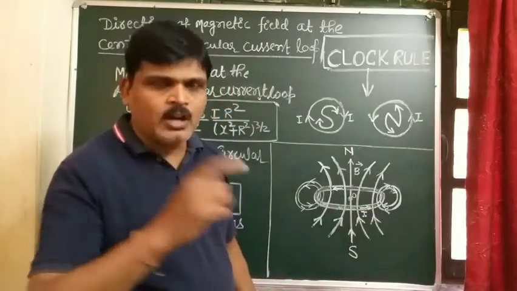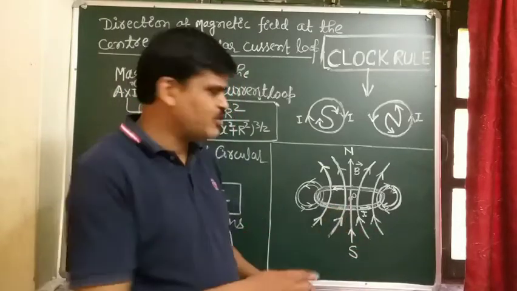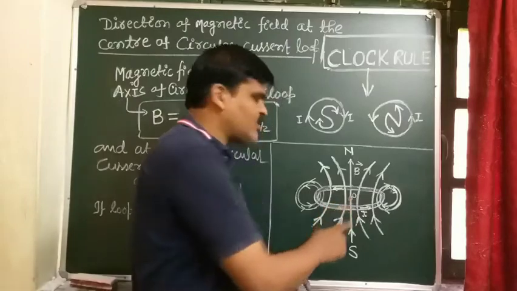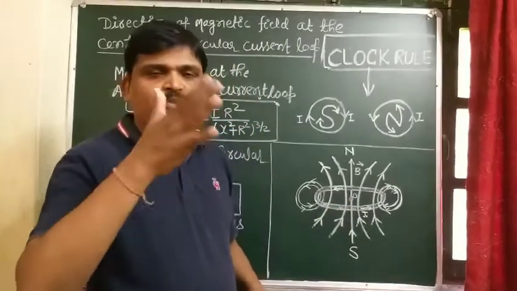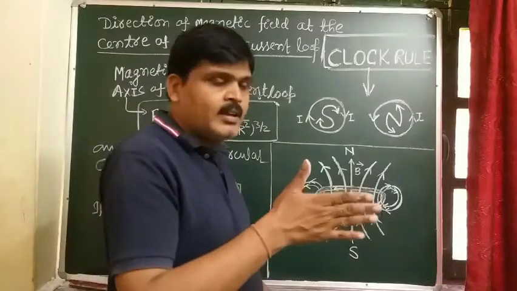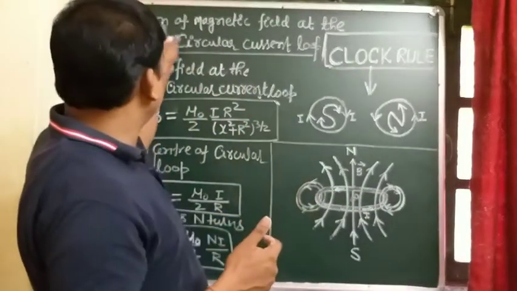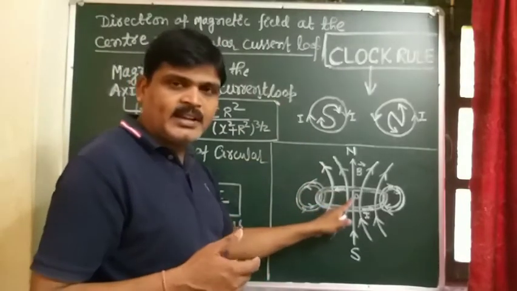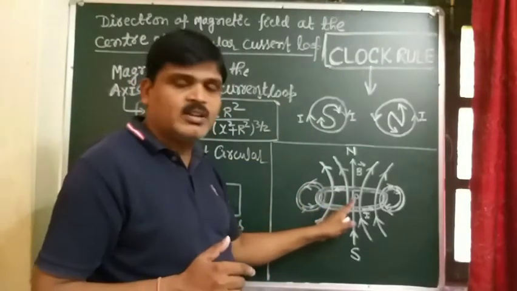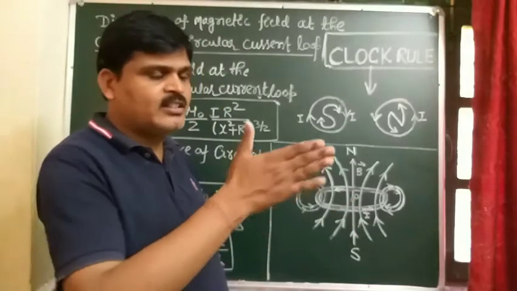Now I am going to explain how you will find the direction of the magnetic field at the center of the circular current loop. We use the right hand thumb rule. Listen carefully, how you will find the direction of magnetic field at the center of a circular current loop. We use the right hand thumb rule.